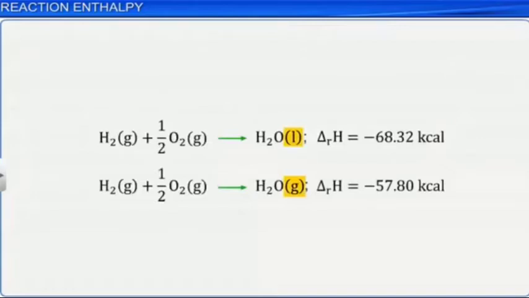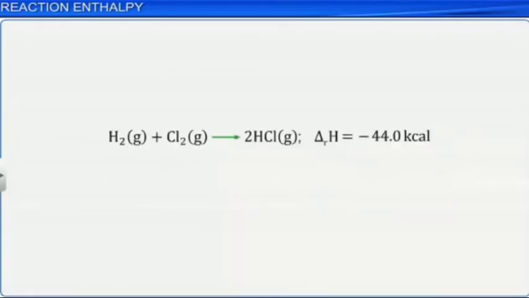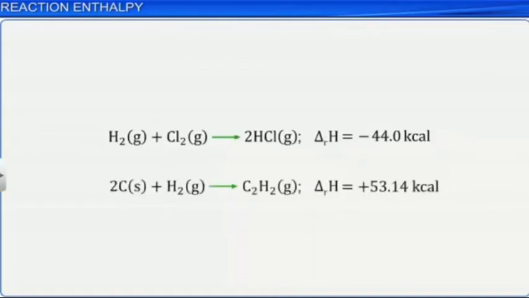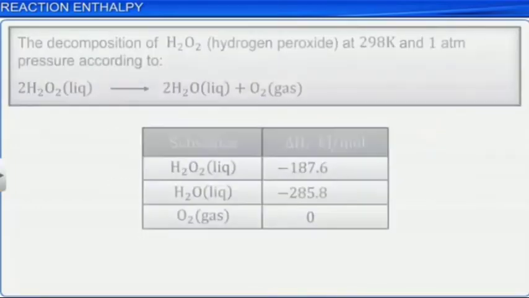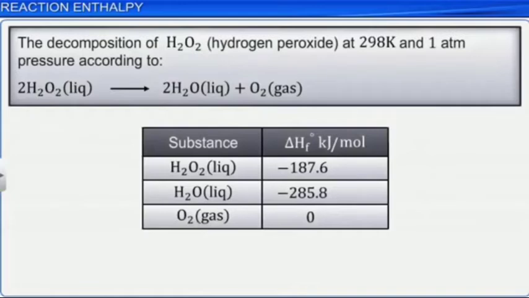Thus, it's difficult to compare the enthalpy reaction value for different reactions. To overcome this problem, the values of delta H for different reactions are expressed at their standard state conditions. The standard enthalpy of a reaction is the enthalpy change accompanying the reaction when all the reactants and products are taken in their standard states.